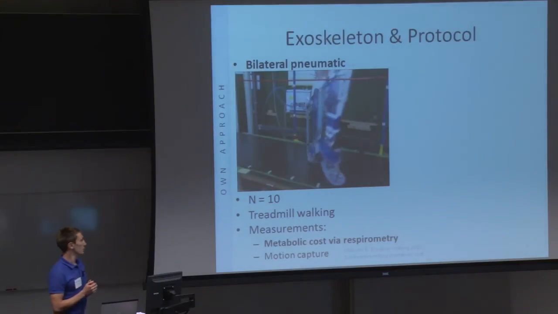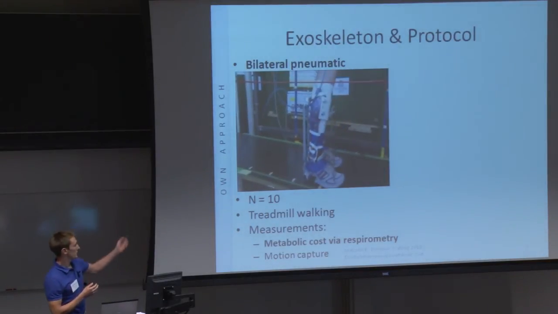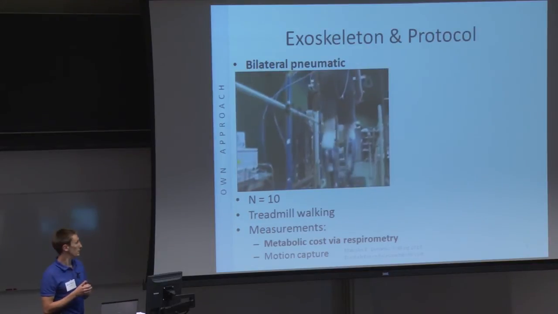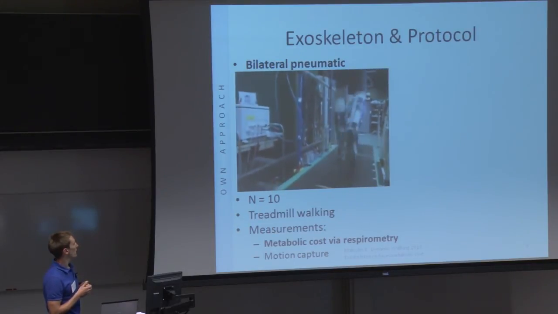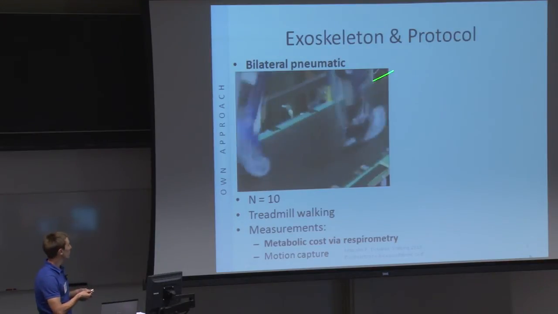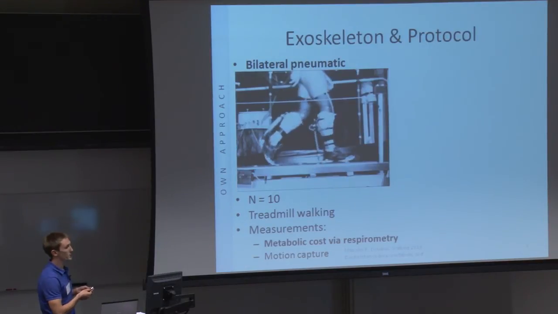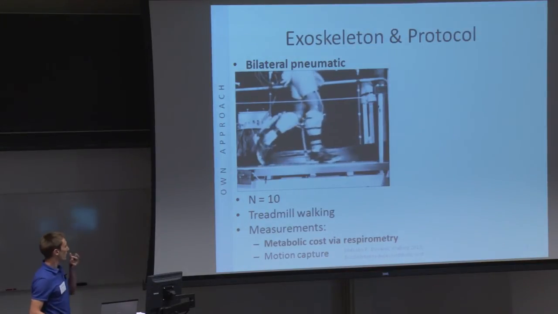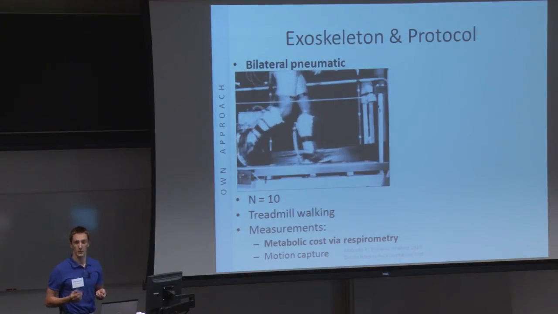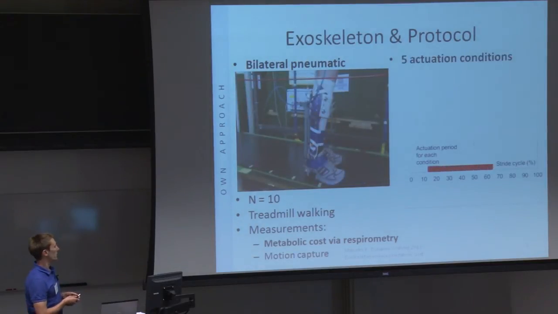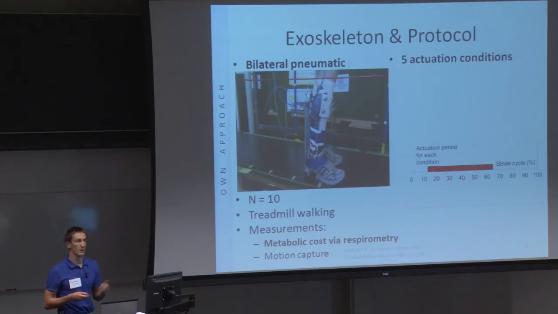In order to do this, we used this bilateral ankle-foot exoskeleton. As you can see, plantarflexion is assisted by means of these pneumatic artificial muscles which are mounted on the rear. Metabolic cost was measured with spirometry. The pneumatic muscles could be activated at different timings of the gait cycle.